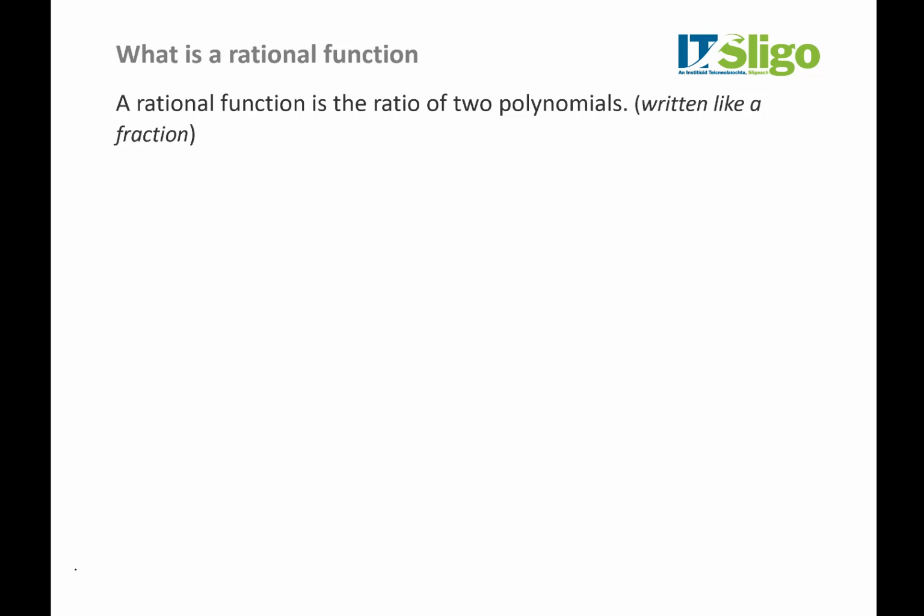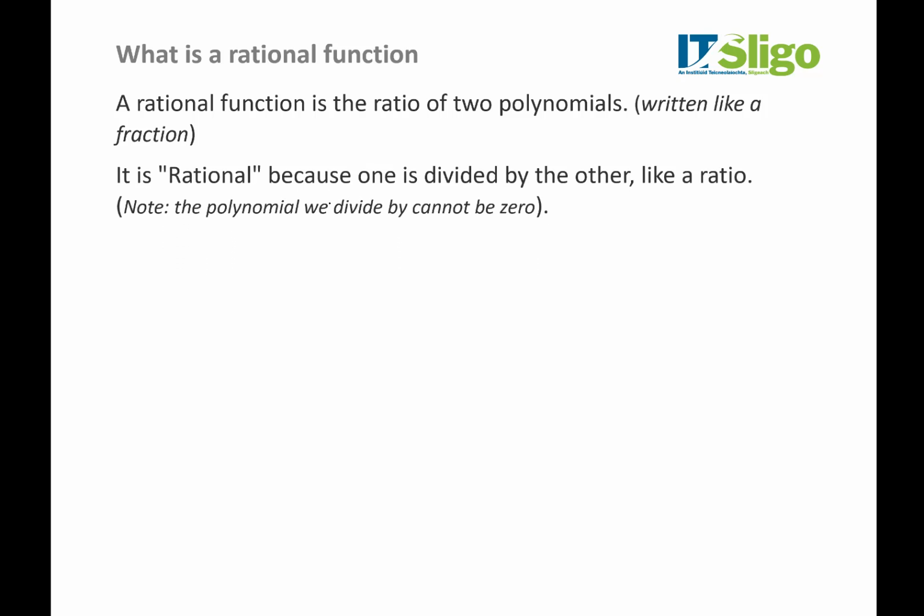Now that sounds very complicated, but it's really where we have a polynomial is something like this. So this is a polynomial in X. It's got many terms, as in more than one, and this is also a polynomial. So that's what a rational function is. It's where two of those are divided. It's rational because one is divided by the other, like a ratio when we're comparing things.